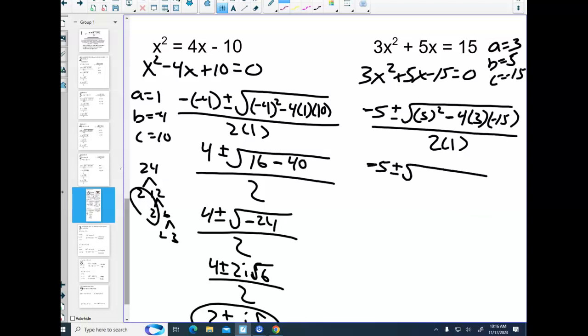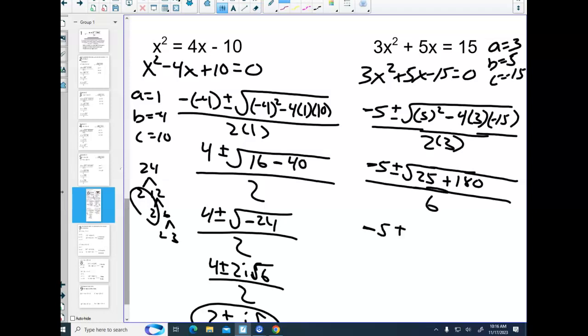-5 plus or minus the square root of 25 plus 12 times 15 is 180. And the two negatives represent a positive. Oops. Don't be careless here, I apologize. This should be 2 times a, so 2 times 3. A lot of times you get the rhythm putting a 1 there. So then this part right here, 2 times 3, it's over 6.